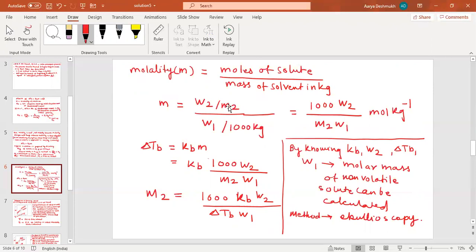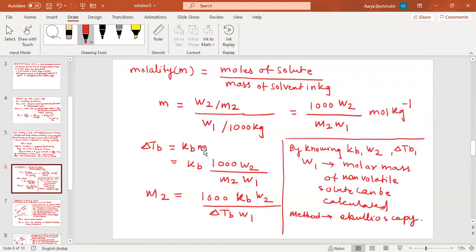We are just rearranging this equation. And the unit for this will be moles per kg, means m will be equal to 1000 into W2 divided by M2 into W1 here. Now we will substitute the value for this m into this equation. So delta Tb will be equal to Kb into m.